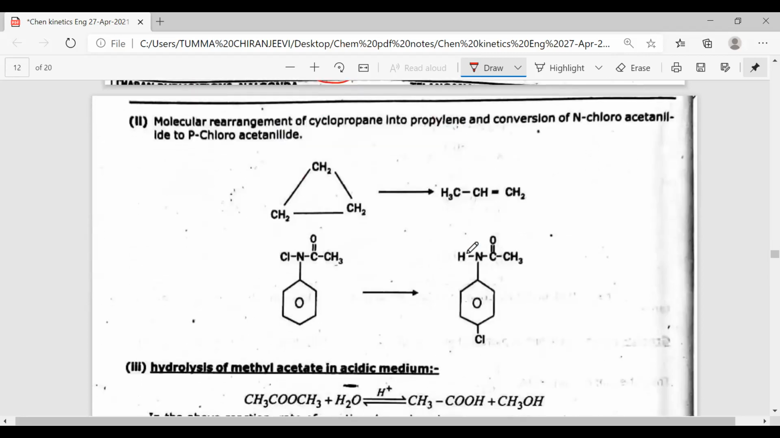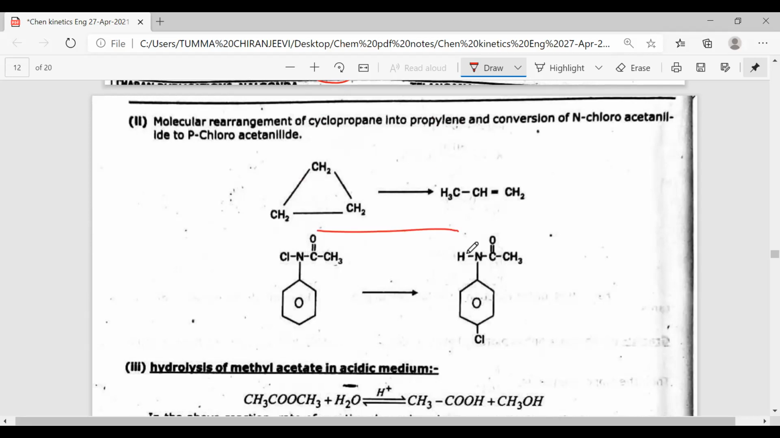The second one is the molecular rearrangement of cyclopropane. The molecular rearrangement of cyclopropane into propylene, and also the conversion of N-chloroacetanilide. What is the second one? The N-chloroacetanilide converting to parachloroacetanilide.